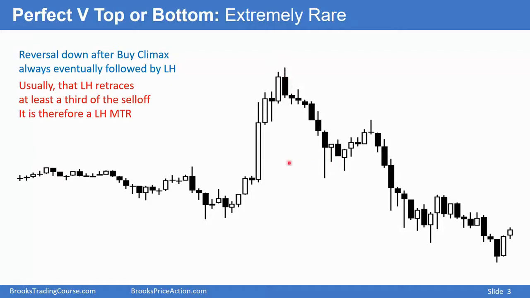Again, if you have a reversal down after a buy climax, and then a pullback to a lower high, and that lower high retraces at least a third of the sell-off, I would call this a lower high major trend reversal. We have a bull trend, a strong bear breakout, a 2-legged rally to a lower high. Traders will sell below the low of that bar, taking a chance that we'll get a swing down.